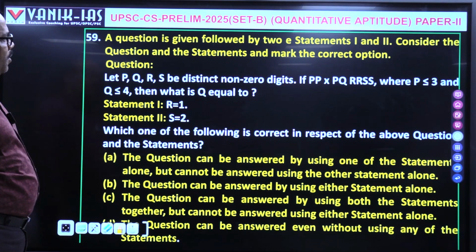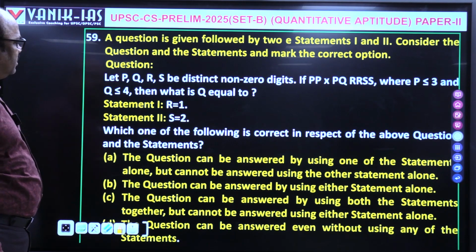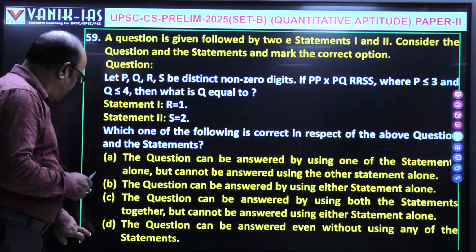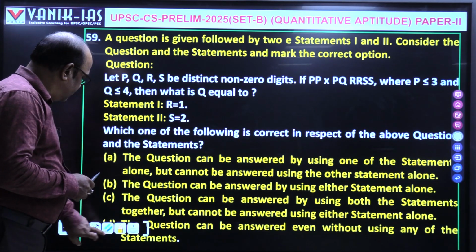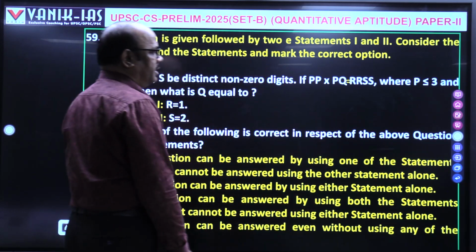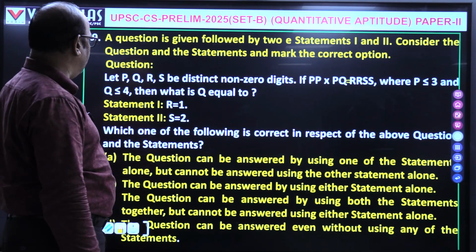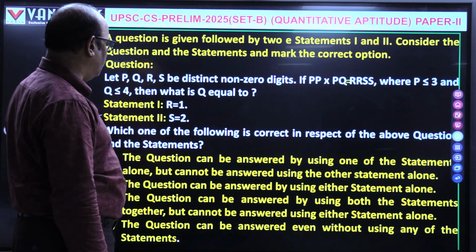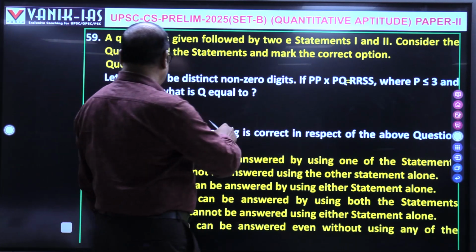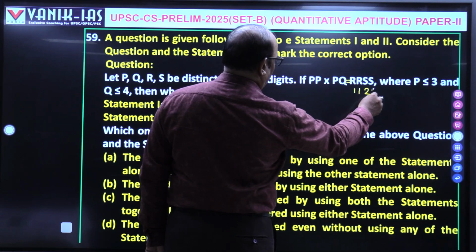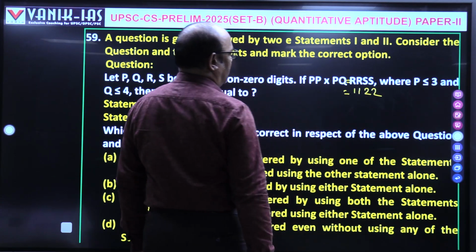59. A question is given followed by two statements again. P, Q, R, S are distinct non-zero digits. PP into PQ equal to RSS, where P is less than or equal to 3 and Q is less than or equal to 4. Then what is the value of Q? R equal to 1, S equal to 2. So if R is 1, S is 2, then 1, 1, 2, 2, and this is the product of PP and PQ.